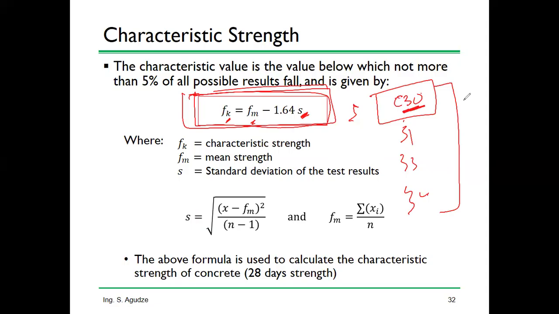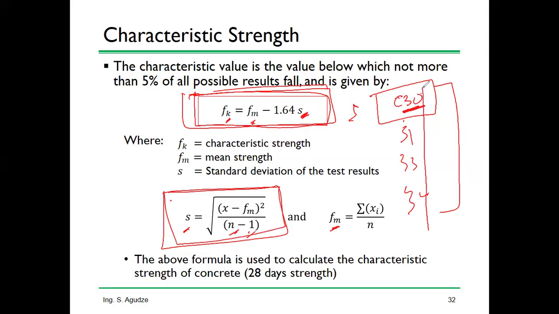So this is the formula for calculating the standard deviation. And note that this is the sample standard deviation, not the population standard deviation. So it's n-1. If you don't use this formula, you are out of order. And then this is how you calculate the mean. If it is 10 cube results, you add all the compressive strengths, and then you divide by 10. If they are 100, add all the 100, divide by 100.